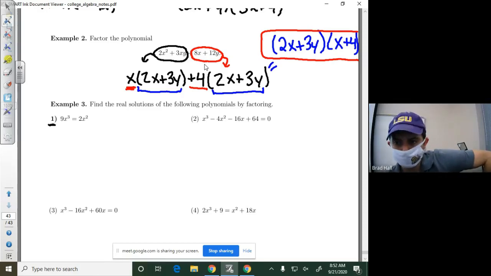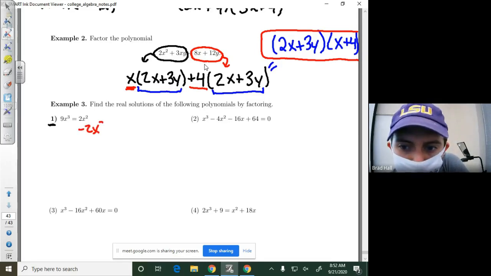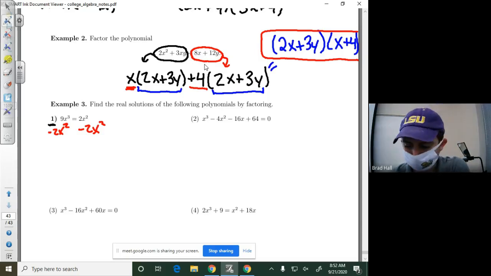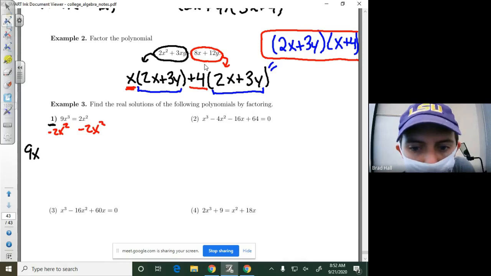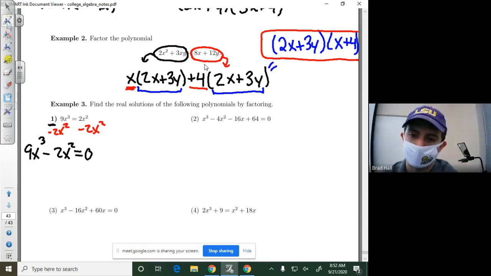So for example 3, we'll start off with the first problem here. With this problem, it's definitely good to set everything equal to 0. Set the polynomial here equal to 0. We need to first subtract 2x squared on both sides, so we're moving 2x squared to the other side, just so we can set everything equal to 0.